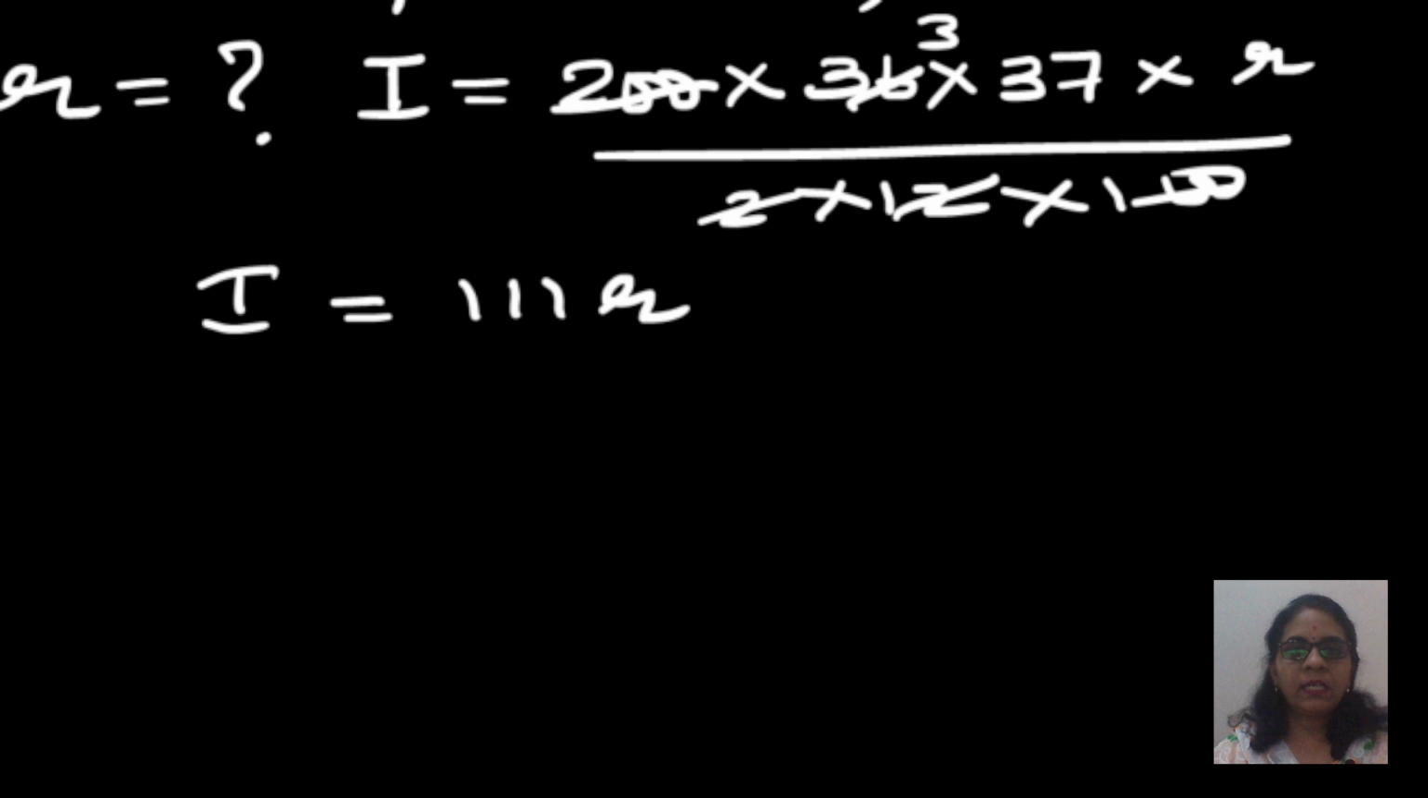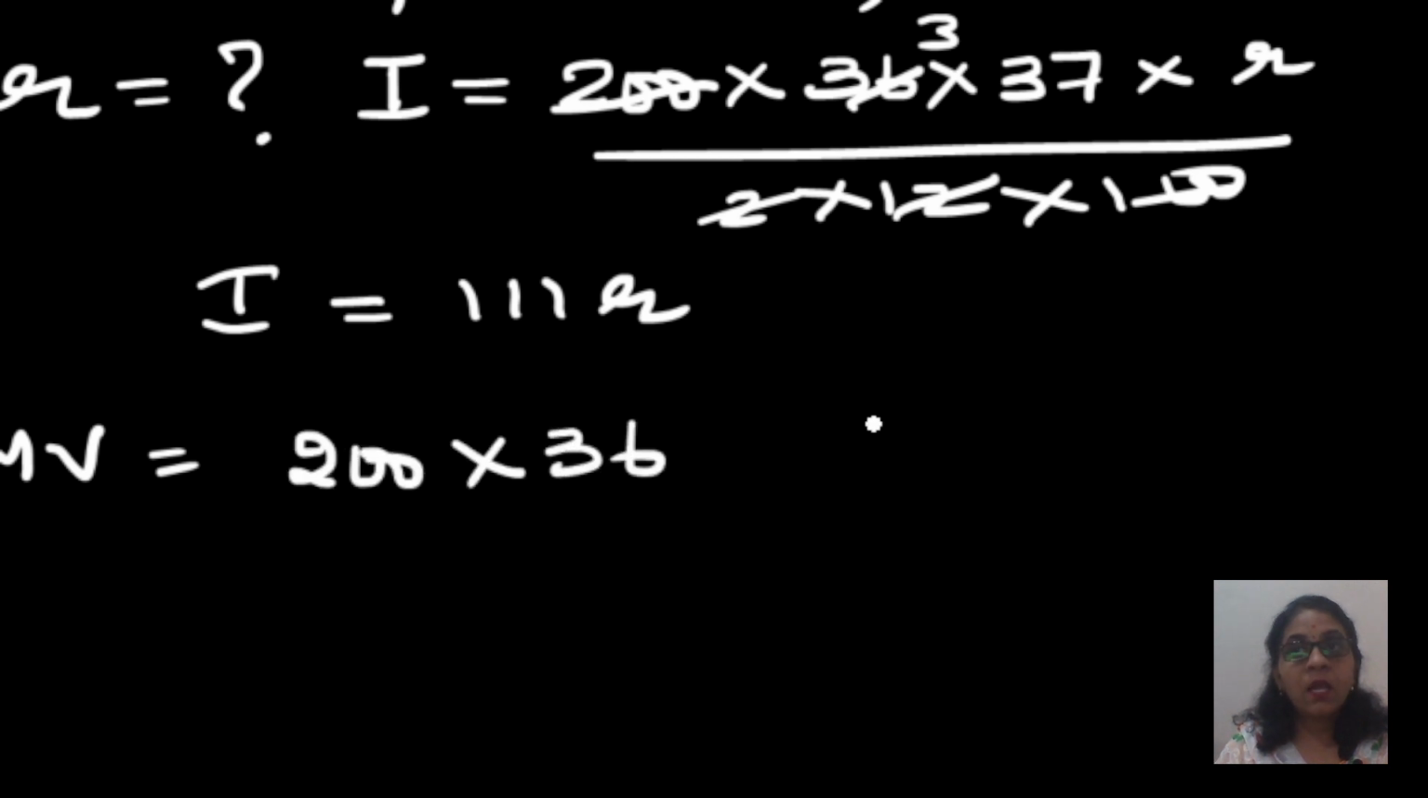Let's scroll a little bit. Yeah. Now maturity value. What is the formula for maturity value? Maturity value is P into N plus interest. P is 200. N is 36, plus interest, which is 111R. And what's the maturity value?